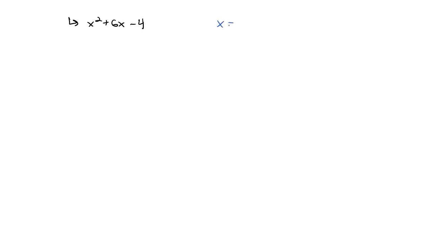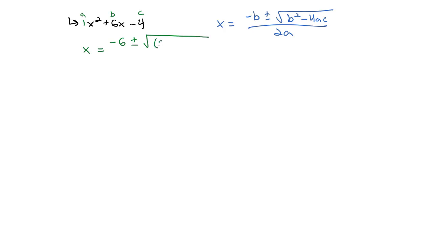And I remember that formula, just to write it again: the opposite of b, plus or minus the square root of b squared minus 4ac, all over 2a. A good formula to commit to memory. So when we plug this in to find the x-intercepts, x is equal to the opposite of b, which is negative 6. A is 1, b is 6, c is negative 4, plus or minus the square root of b squared, 6 squared, minus 4 times a, which is 1, times c, which is negative 4, all over 2a, which is 1.